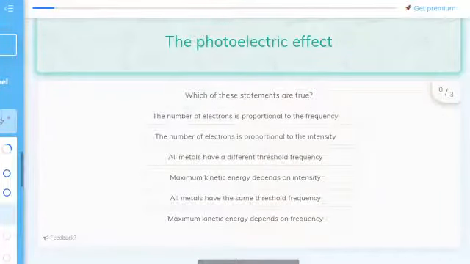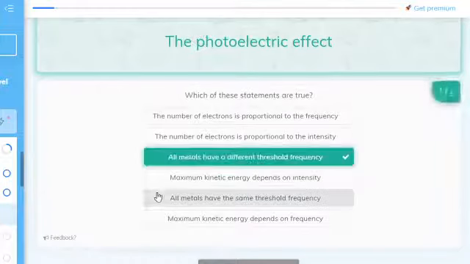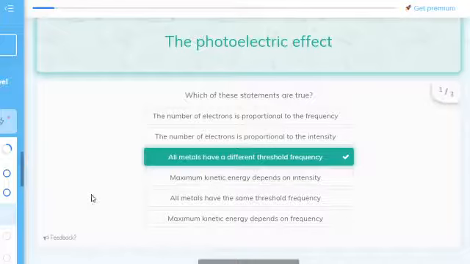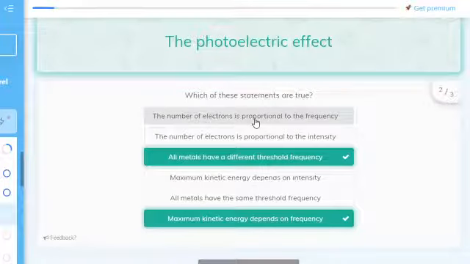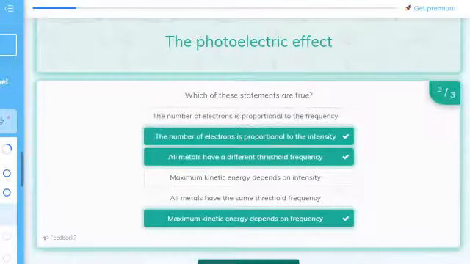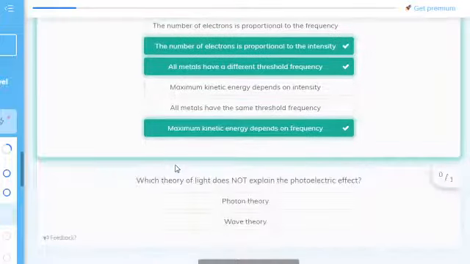No way. Which of these statements are true? The number of electrons is proportional to frequency. I don't think it is. All metals have different threshold frequencies, yes. Maximum kinetic energy depends on intensity. No, it doesn't. Maximum kinetic energy depends on frequency, yes. And the number of electrons is proportional. Is electrons proportional to the frequency or the intensity? Intensity, because only one electron can go with each photon, so no.